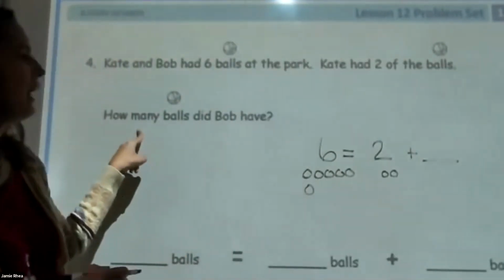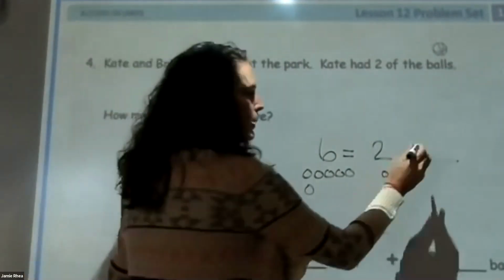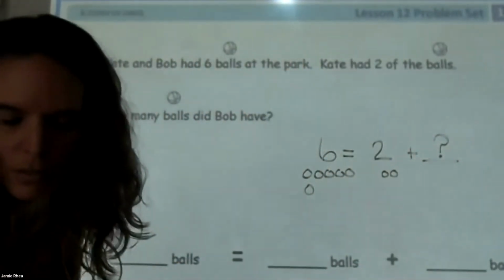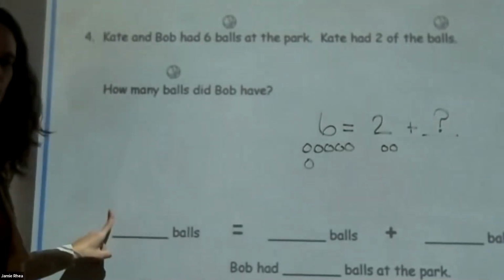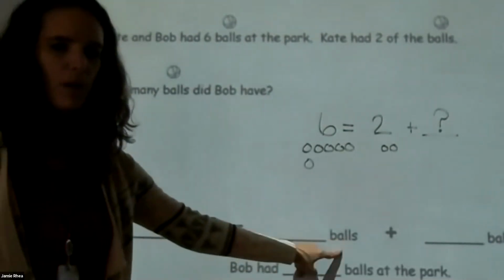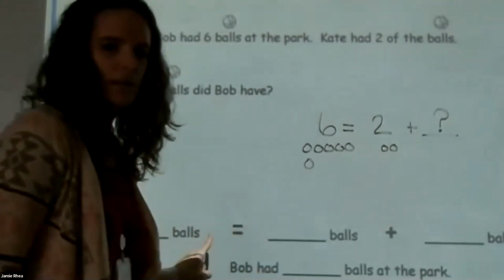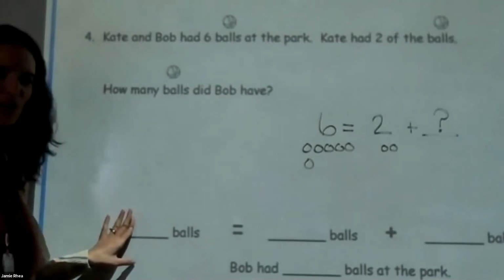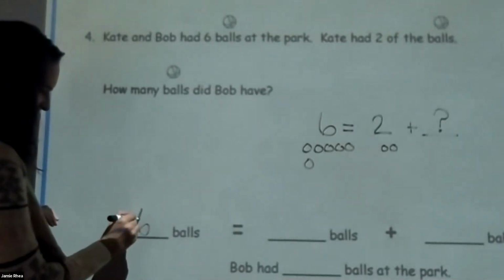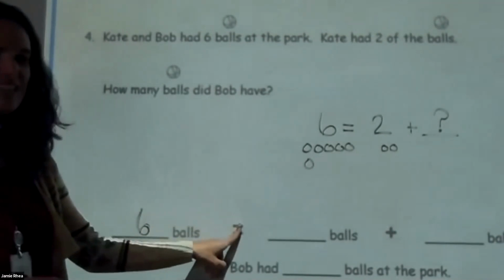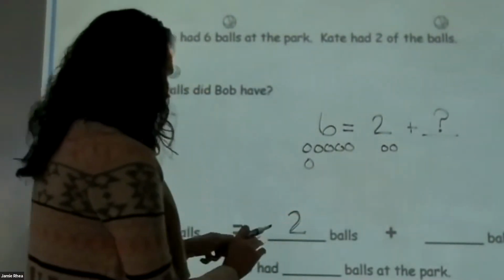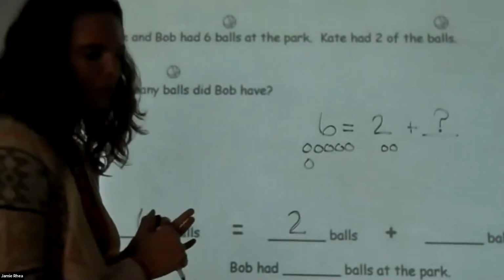Now we've got to figure out how many balls did Bob have. So that's where my mystery number comes in. And if you'll look, I'm going to go down a little bit. Blank balls equals blank balls plus blank balls. Bob had blank balls at the park. So how many did we have total? 6. How many did Kate have? 2. Marker's running out. Let me try another one. And how many did Bob have? We don't know yet.